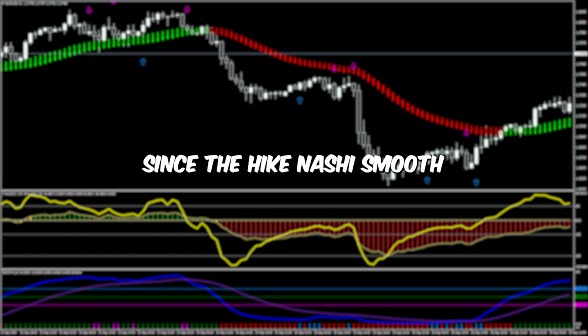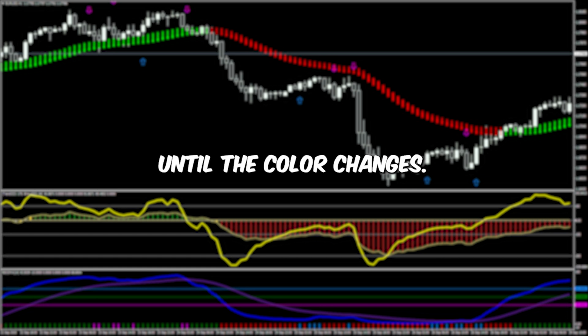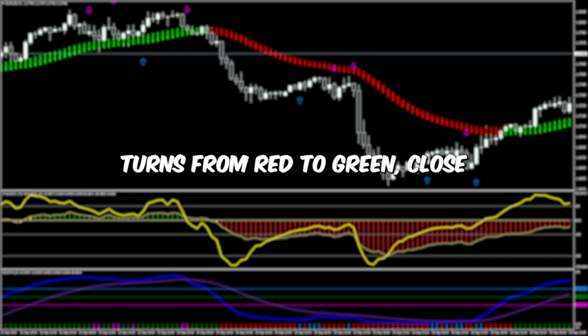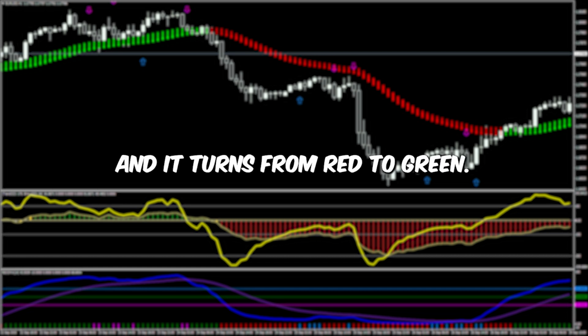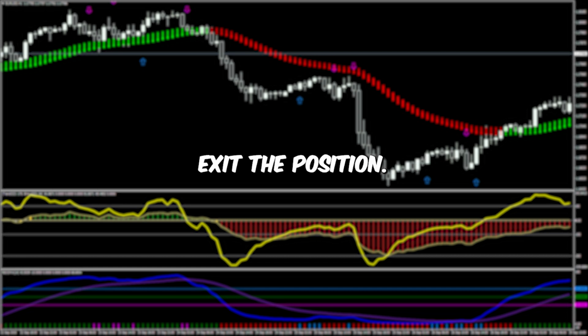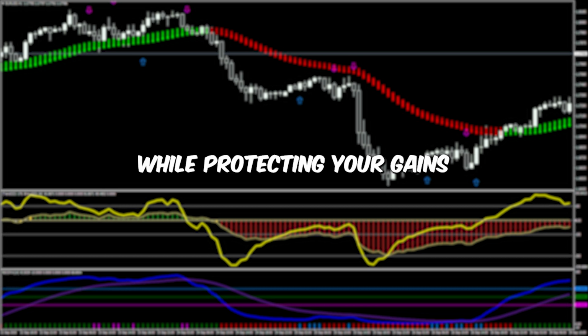Since the Heikin-Ashi smooth shows us the trend, you can simply hold the trade until the color changes. If you are in a buy trade and the Heikin-Ashi turns from green to red, close the trade immediately. If you are in a sell trade and it turns from red to green, exit the position. This allows you to catch the full move while protecting your gains.